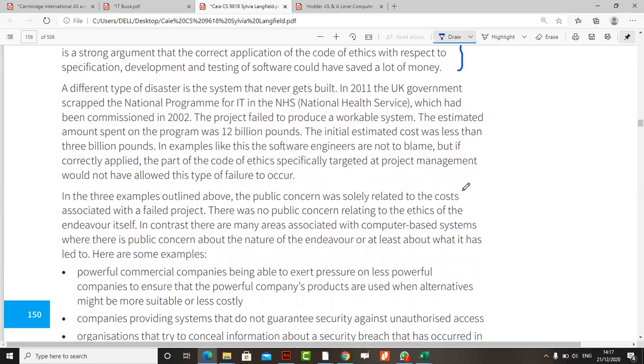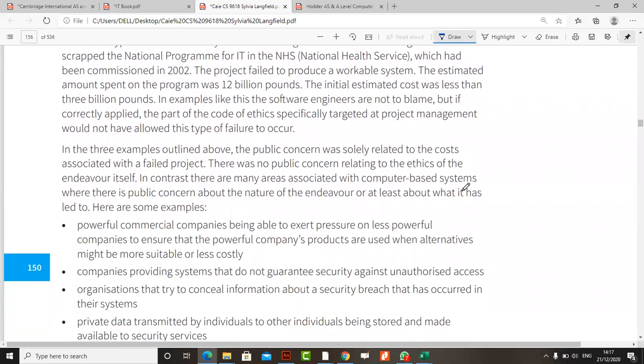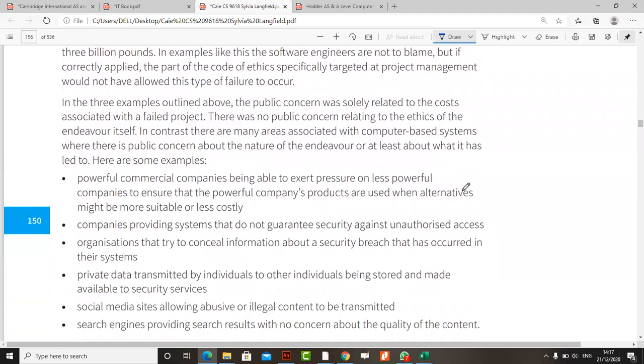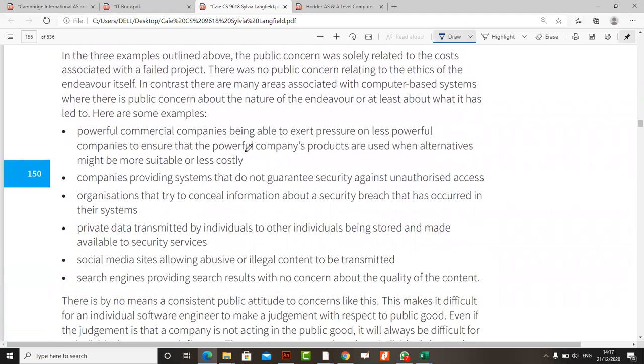Anyway, okay, right. Here is an example. Powerful commercial companies began to exert pressure on less powerful companies to ensure that the powerful companies' products are used when alternatives must be available. This happens. Nisa, could you give me an example of this? Yeah, an example. You could get the point, what we mean by that.